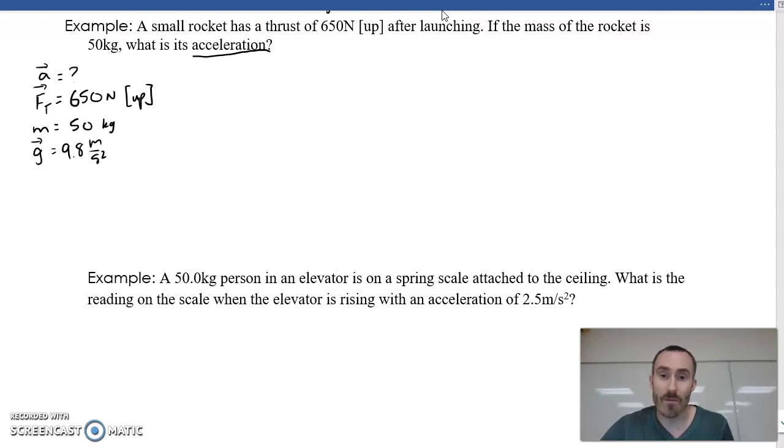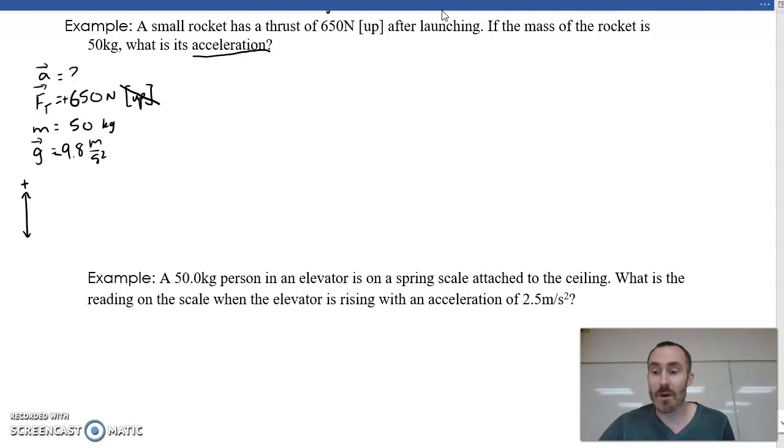That's down though, right? So what we're going to do here is actually get rid of this up and instead call this positive and this negative. So everything that's happening in the up direction is going to be positive. Everything that's happening in the down direction is going to be negative. So I'm going to put that key in right here.